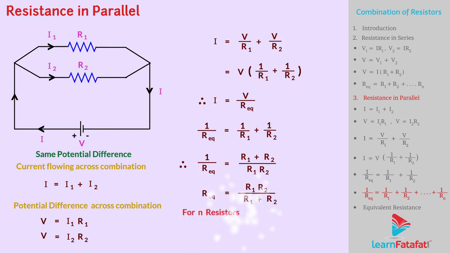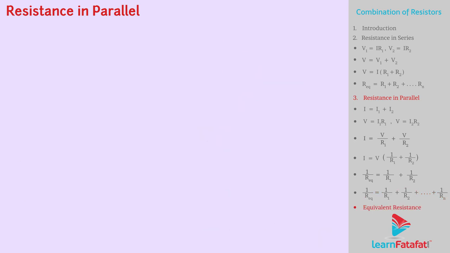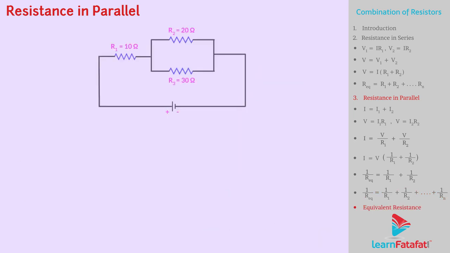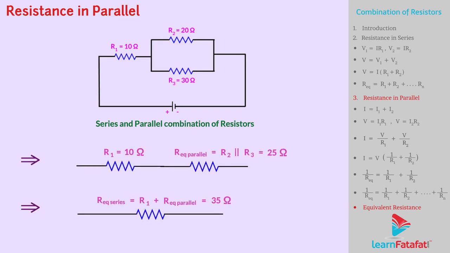For n resistors, 1 upon R equivalent equals 1 upon R1 plus 1 upon R2 plus up to 1 upon Rn. Many times circuits have combination of series and parallel resistors, and with the knowledge of series and parallel combination of resistors, it is possible to find equivalent resistance of this circuit. I hope you understood this topic very well.